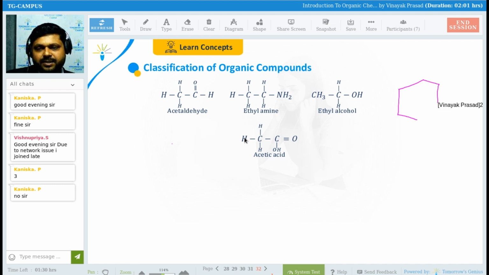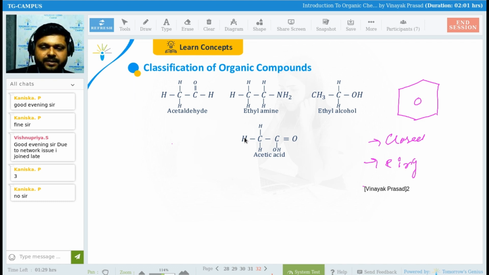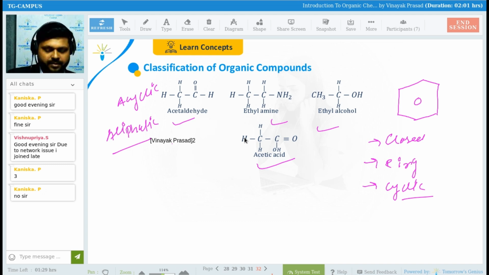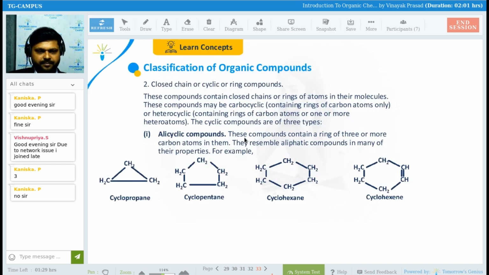This is a structure. This is a closed chain. This is benzene. So first we say closed, second ring, third cyclic. These are cyclic. But these are aliphatic, aliphatic, aliphatic, or acyclic. You can say acyclic or aliphatic. Is it okay? No. Next point. So see here.